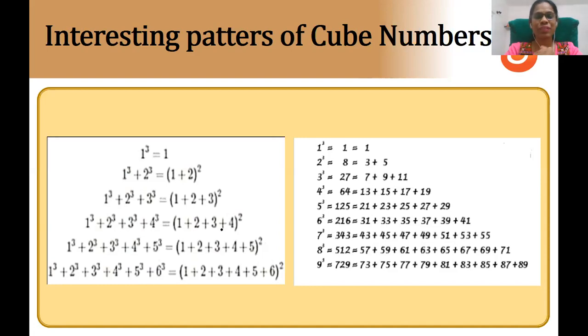We can proceed further and solve some problems based on this. What a beautiful experience you can have with the nice pattern which cubes have. We'll see one more interesting pattern. Cube of 1 is equal to 1. Cube of 2 is equal to 8, which is 3 plus 5. Observe here 1, 3, 7, 13, 21. The numbers increase, and how are they increasing? There is a difference of 2 here, a difference of 3 here, a difference of 4 here, and so on.